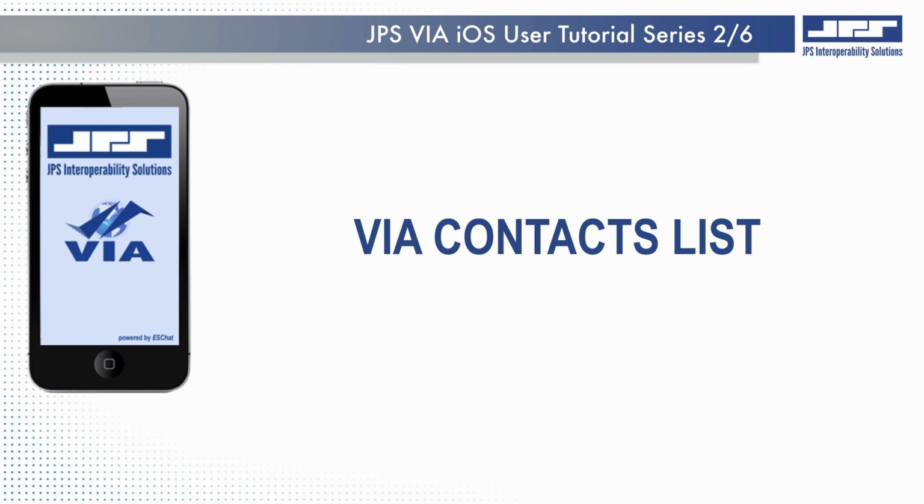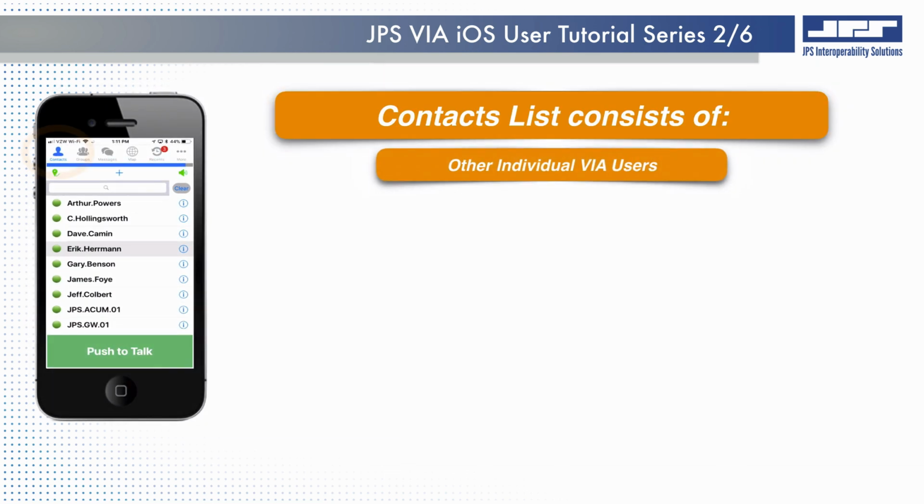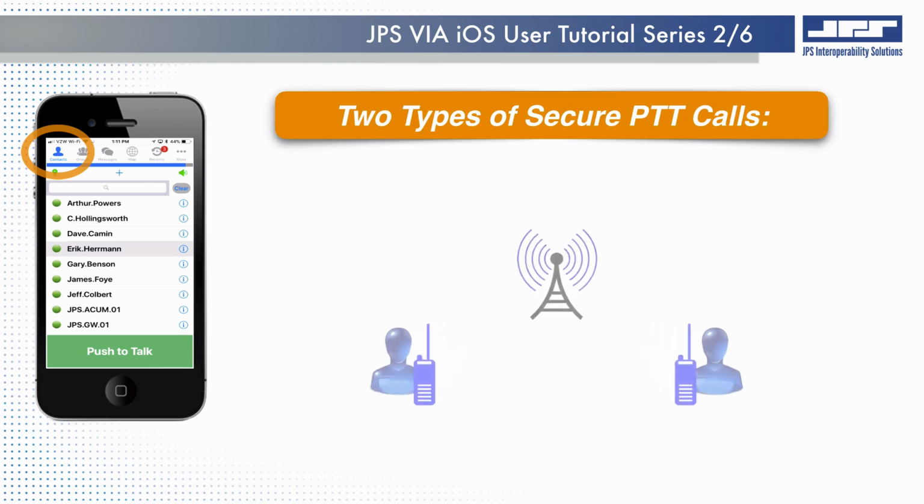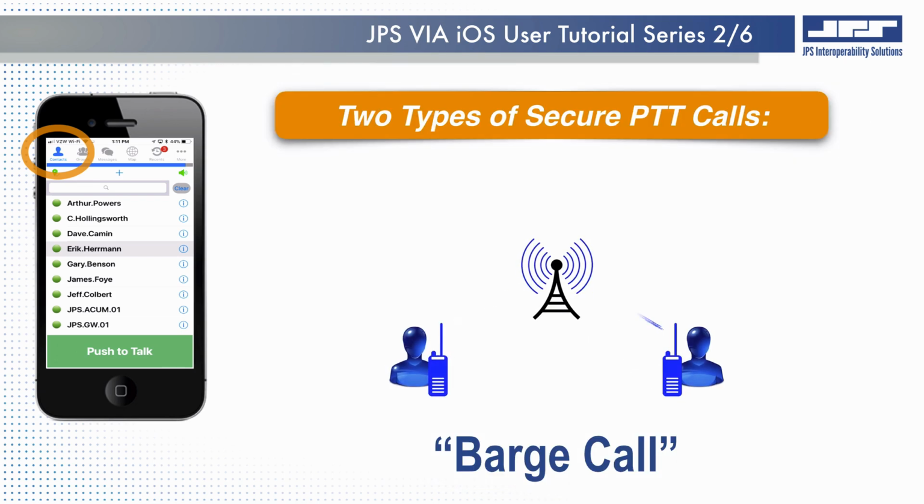In this second episode of 6, we'll discuss the contacts list within VIA. The VIA contacts list consists of a list of other individual VIA users within your agency, as well as individual land mobile radio channels or talk groups. In this episode, we'll discuss two types of PTT calls that can be established from the VIA contacts list.